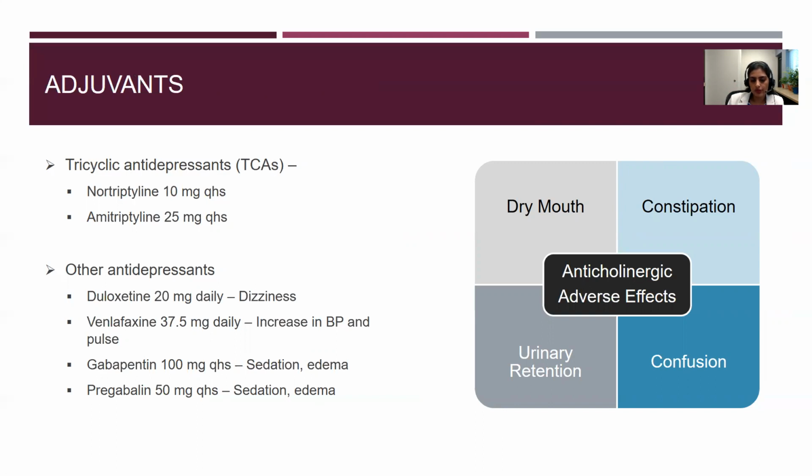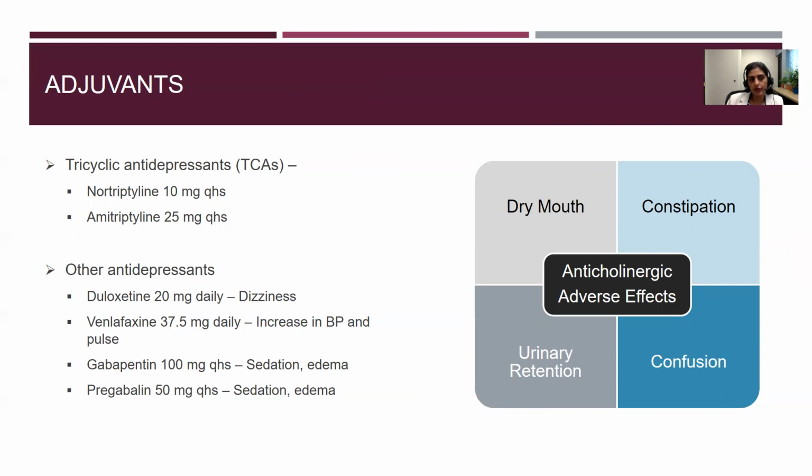In older patients, one of the most important side effects that we need to monitor are anticholinergic side effects, including dry mouth, constipation, urinary retention, and confusion being the big one. Every medication with anticholinergic adverse effects has to be monitored very, very closely. So what about other antidepressants?